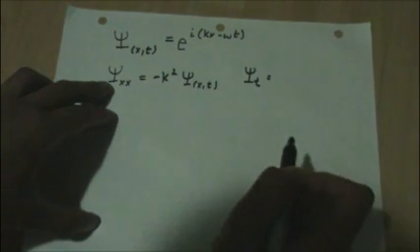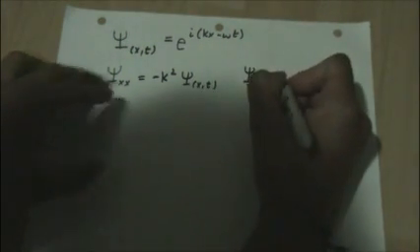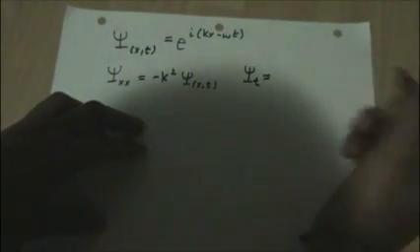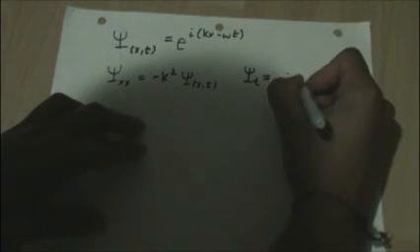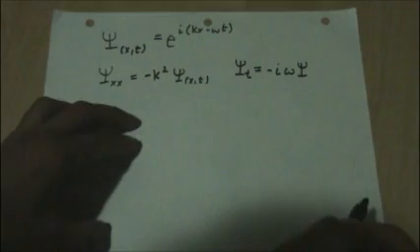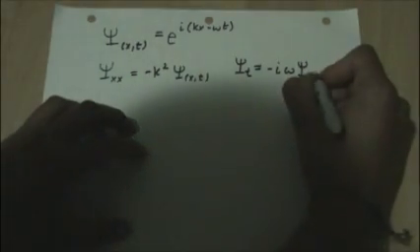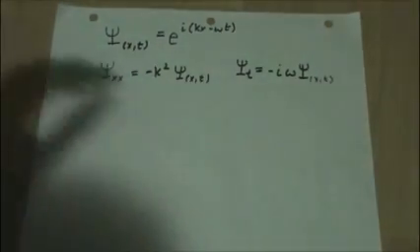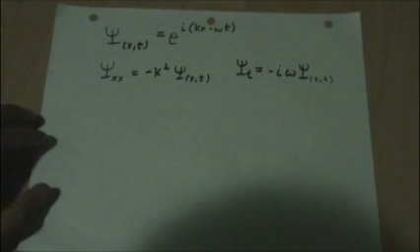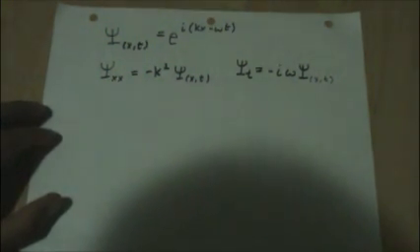And that's the notation for it that I'm going to use, just for simplicity. I know that there's other notations, and we're going to get negative i comma and then omega, and then we're going to get psi again, which is actually psi of x comma t.